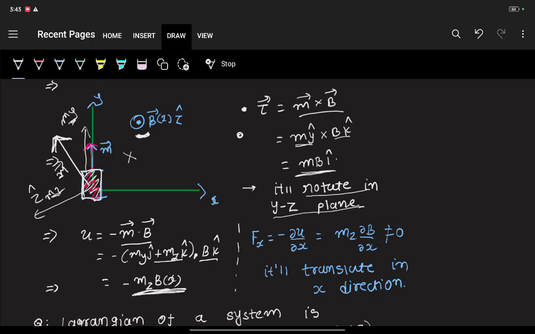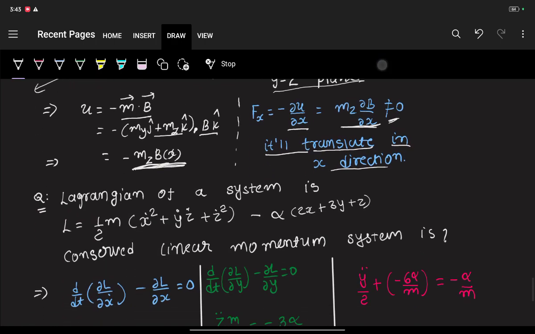Now we need to find the force. So Fx is equal to minus del U by del x. We know that, so by differentiating we get this expression, which is not 0. That means our bar magnet will translate in the x direction. So that will be the answer.